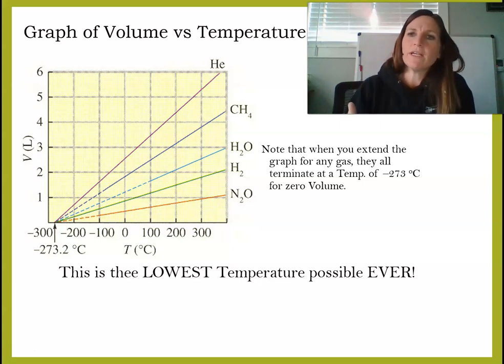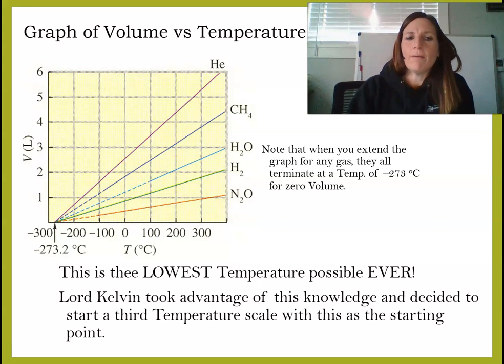So just about every gas that we can graph like this will extend its line to be zero volume at negative 273 degrees Celsius. And a man, Lord Kelvin, like lords and ladies, Lord Kelvin took advantage of this and he started a third temperature scale. He took this negative 273 Celsius and called that zero. We call it absolute zero, the lowest temperature possible.